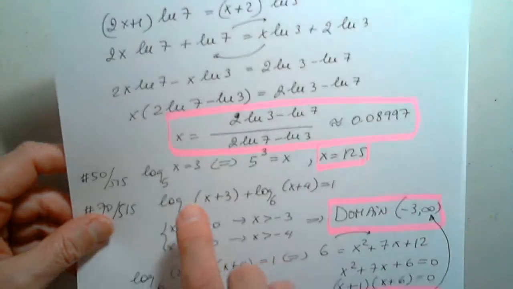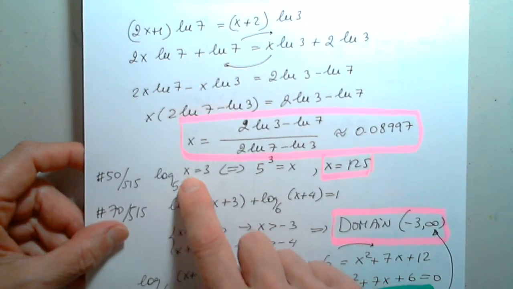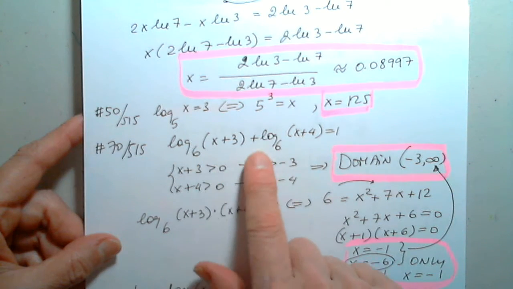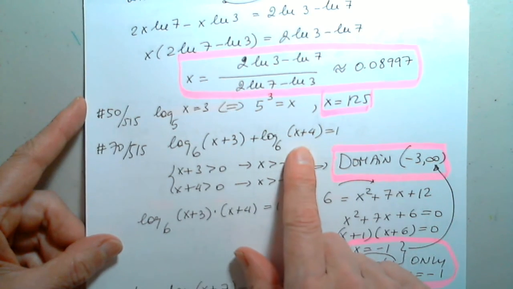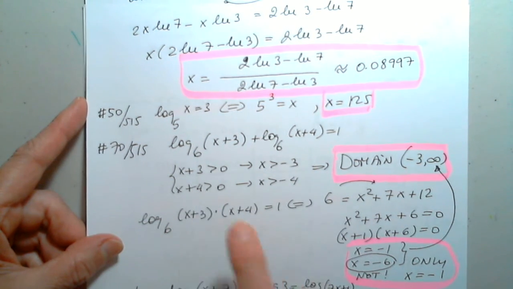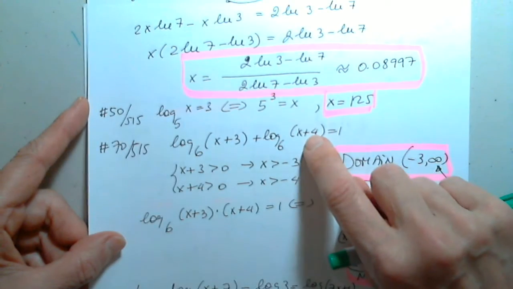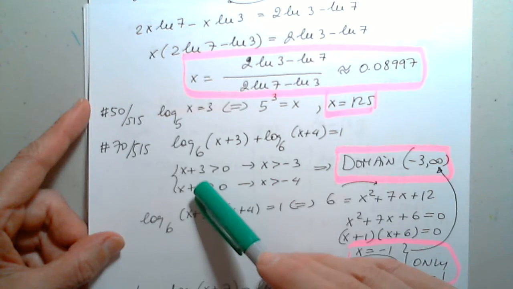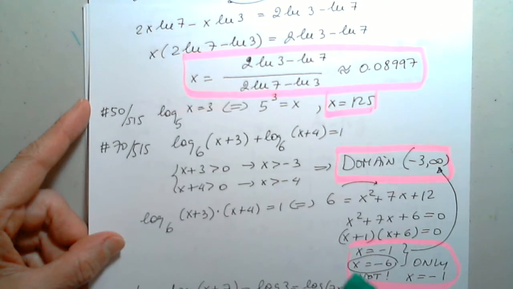I don't remember here. I think we were just asked 5 to the third equals x, so it's x equals 125. So this is a logarithmic equation. I highly recommend you state the domain first. If you don't state a domain, then you have to go back and check. You have to choose one or the other. I prefer to write x plus 3 greater than 0 and x plus 4 greater than 0.